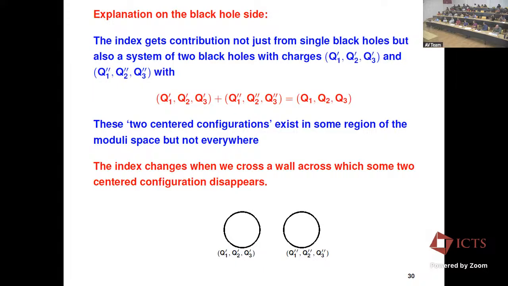From the physical viewpoint, on the wall, these are marginally bound systems. Their distance is going to infinity. They still exist, but it's not clear what to make of that system. It's an infinite size object. So you don't try to define the index on the wall. But on one side of the wall, they exist as a regular two-centered system, so they do contribute to the index. On the other side of the wall, they don't exist, so they don't contribute to the index.